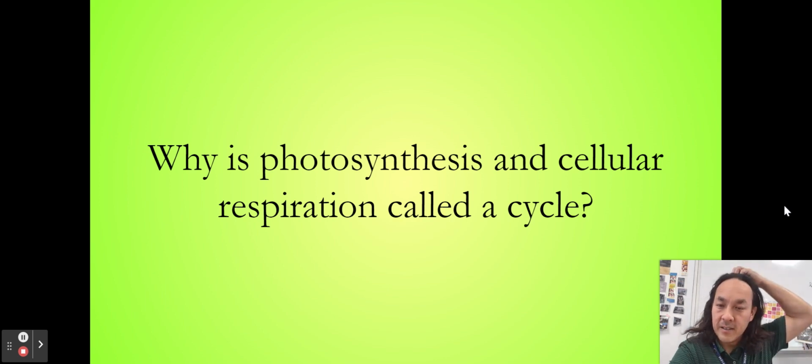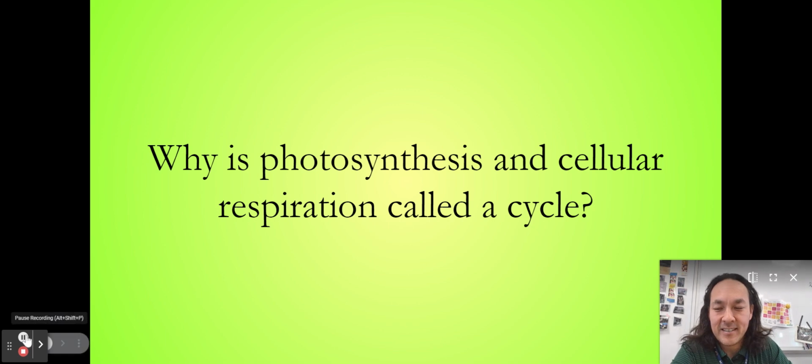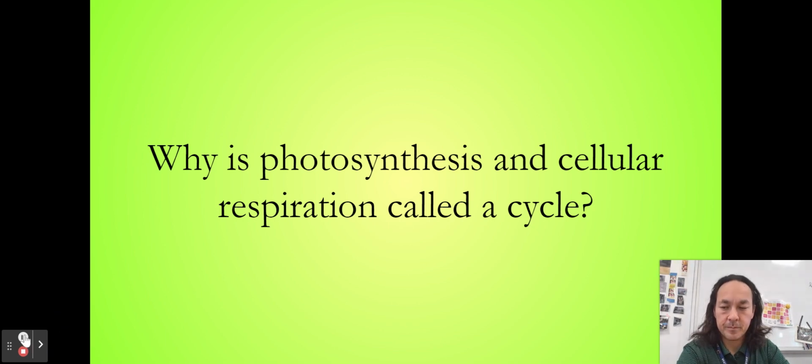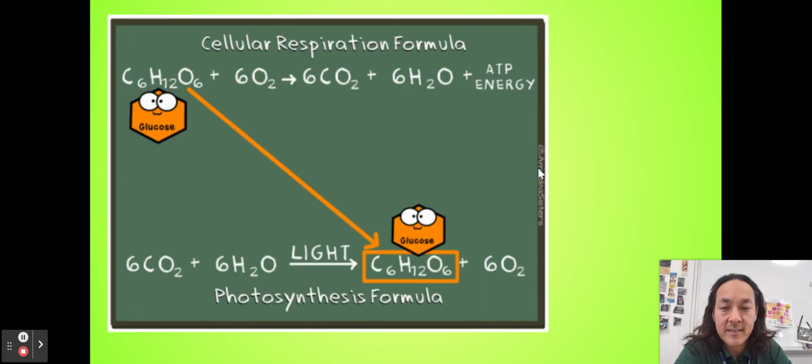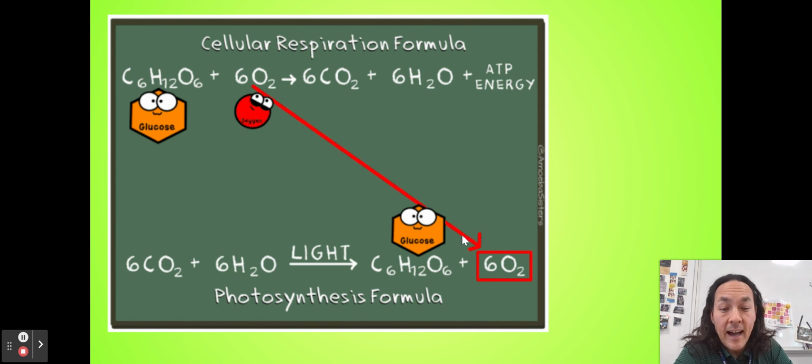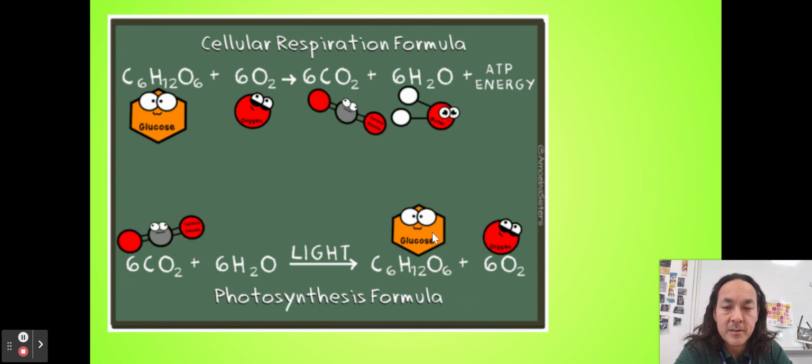Okay, let's go ahead and start. Why is photosynthesis and cellular respiration called a cycle? Pause the video and answer. Okay, hopefully you got something along the lines of the products of one are the reactants of the other, or you could say the outputs of one are the inputs of the other. Either of those are acceptable answers.